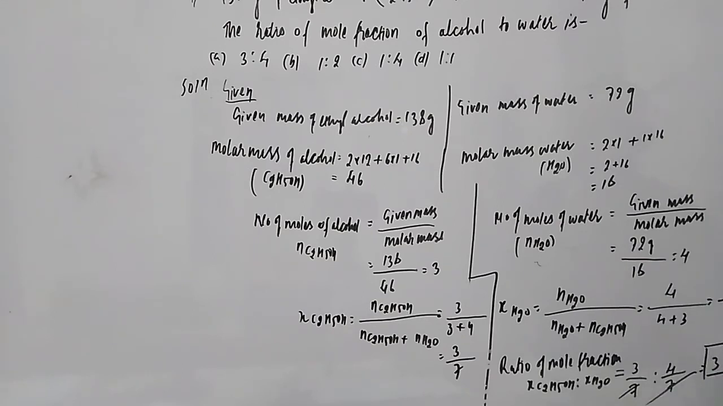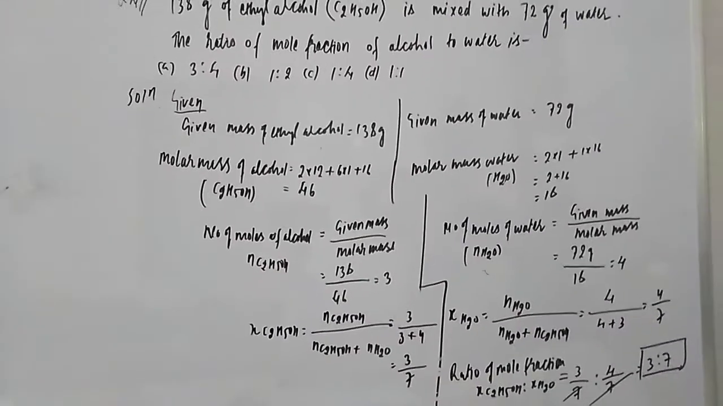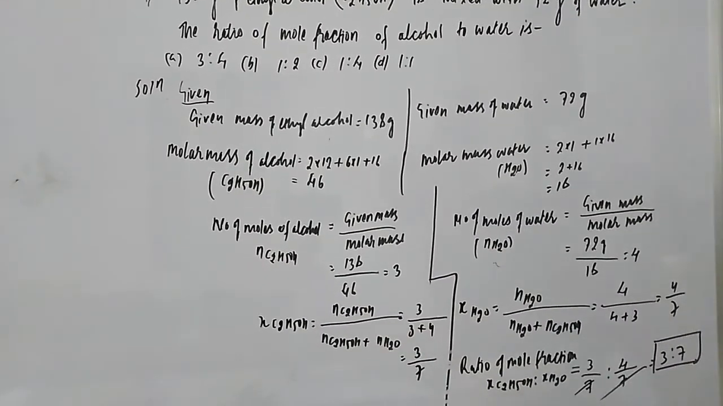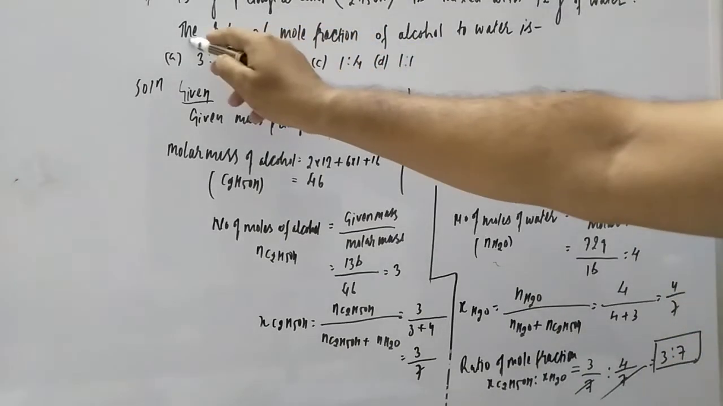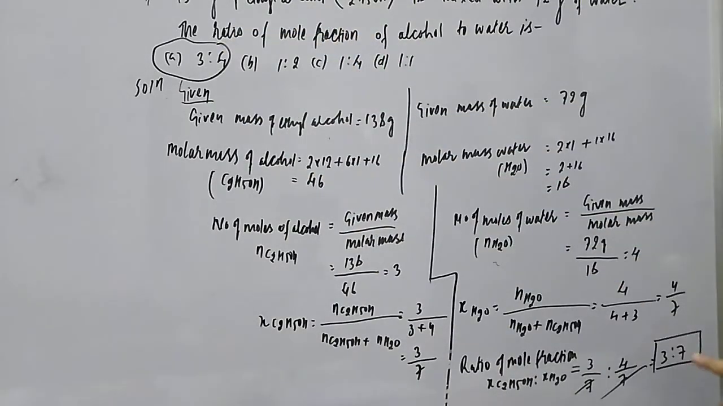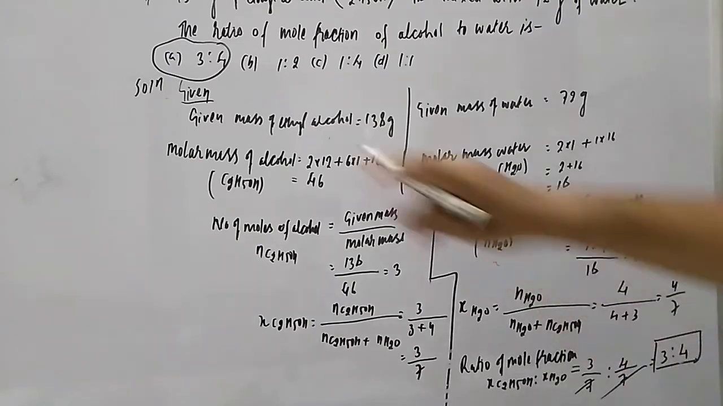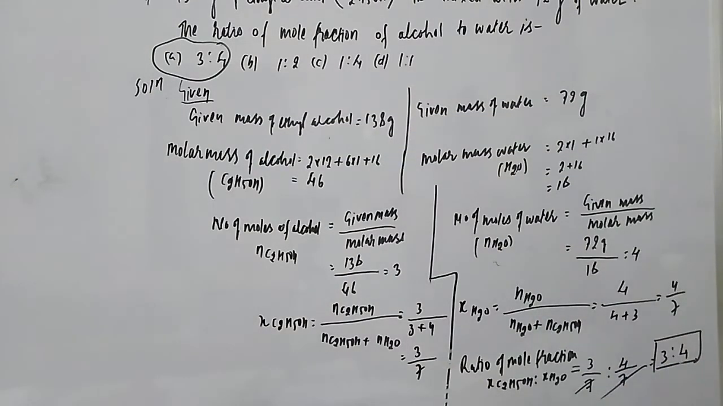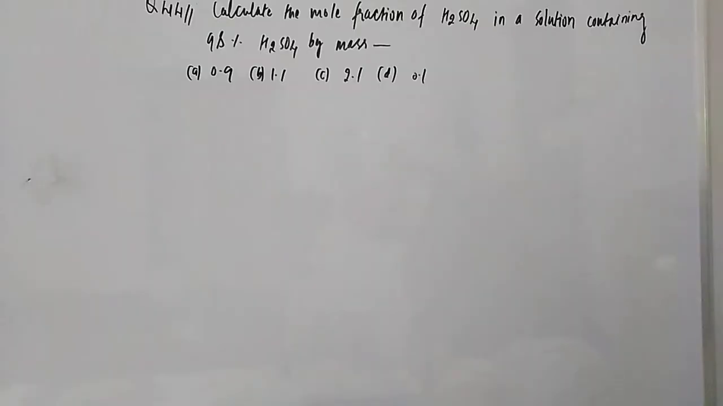So our answer is that the ratio of mole fraction of alcohol and water is 3:4. The 7 cancels out, so the ratio is 3:4. The correct option is option number A. Thank you so much for watching, friends.